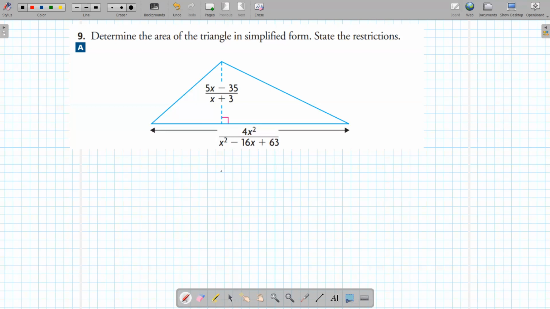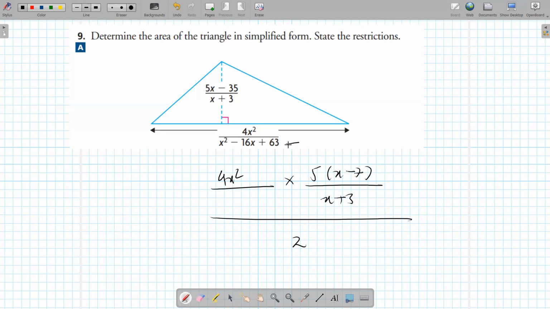So base times height, all over 2, yeah? So base, we can pull out a 5 there. We're left with x minus 7. What about this guy? What does that factor out to? It's a quadratic trinomial, right? In the denominator.